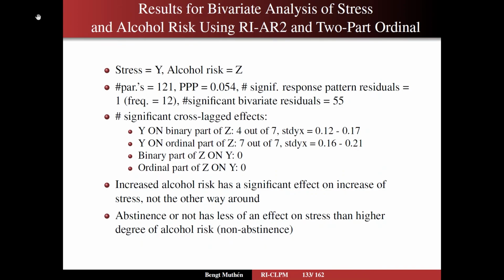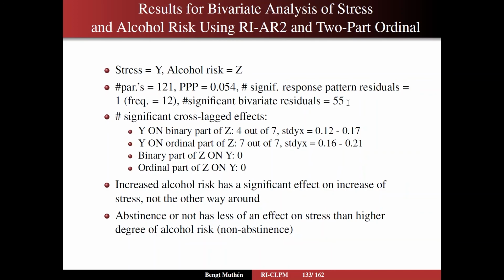So what do you find? Well, so we have stress being Y and alcohol risk being Z. Number of parameters 121. We get PPP of 0.054, a little bit on the low side, but maybe okay. We have really good frequency fit, however. Number of significant response pattern residuals is only 1 with a low frequency, and the number of significant bivariate residuals is 55, which is also quite acceptable here.